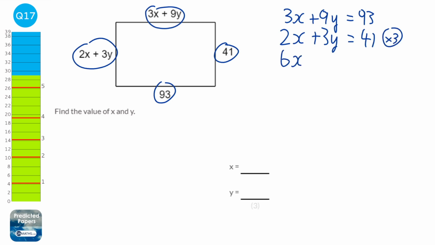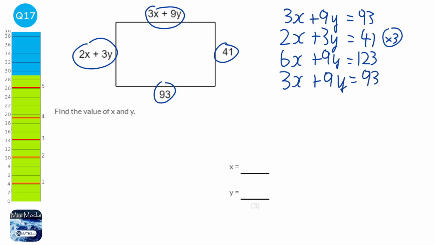So we get 6x plus 9y equals 123. And I'm just going to write in the first equation underneath, because with simultaneous equations we work downwards. Now looking at the signs, they are the same, and the s in same is the s in subtract. So we're going to subtract going downwards.